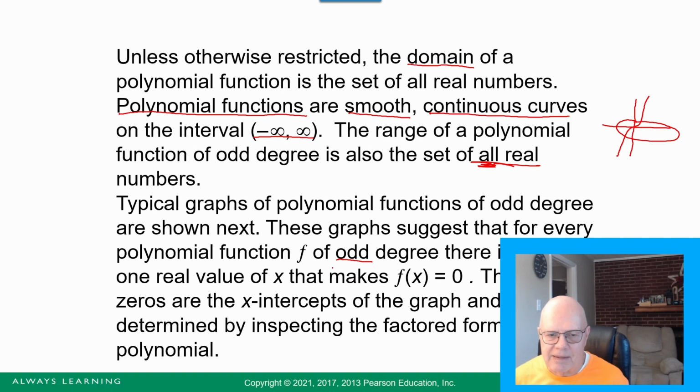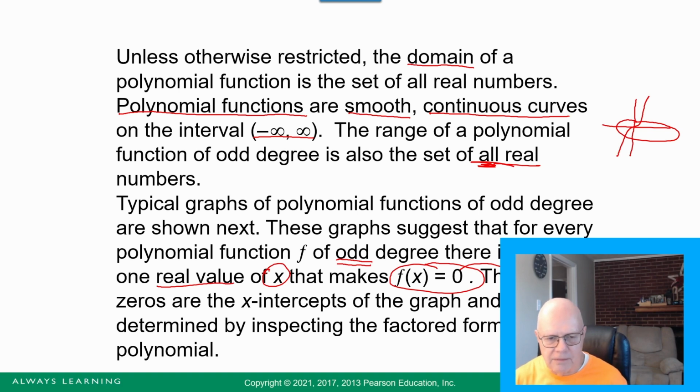And that's what this means. If your function is of odd degree, then there's some number x that makes f of x equals 0. In other words, it crosses the x-axis, because this one gives you a point (x, 0), which is on the x-axis.